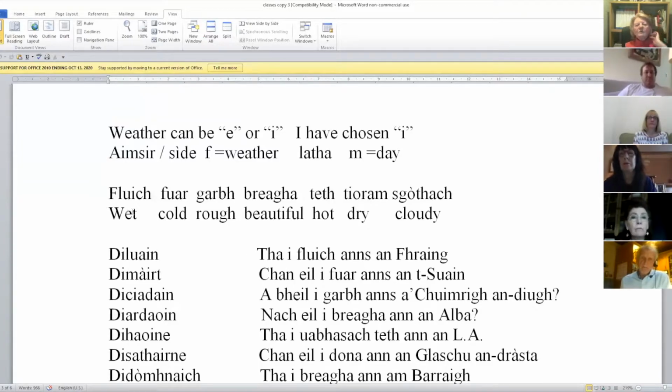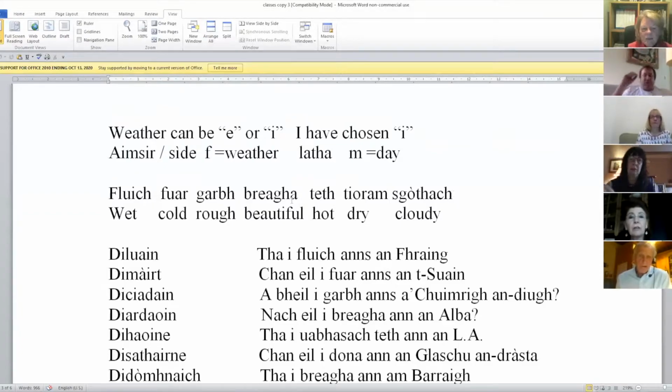So fluch is wet. Fuhr. Garaf. Bria. T to an E is like a ch sound, and it goes che. T to an I is also a ch sound, and it's churum. And skohoch.